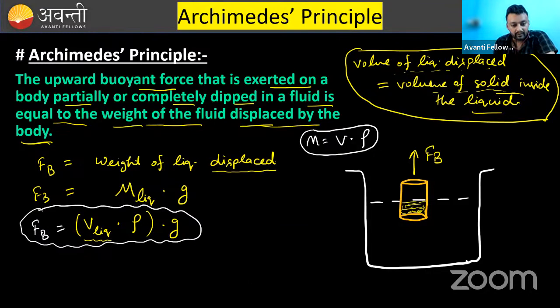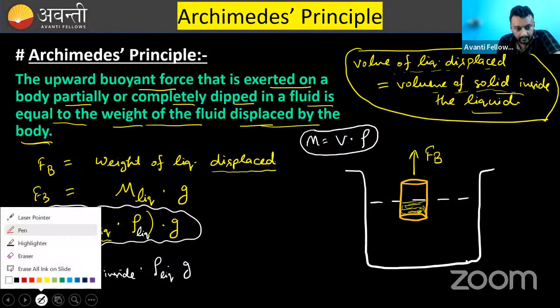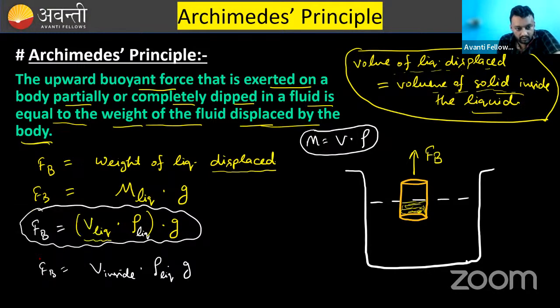Now I will modify it further because sometimes the relation in this form will be used. So buoyant force will be volume of liquid, which is the volume of solid inside, so I am writing inside, into rho into G. Rho is of liquid. And now make a box, a golden box, for that.